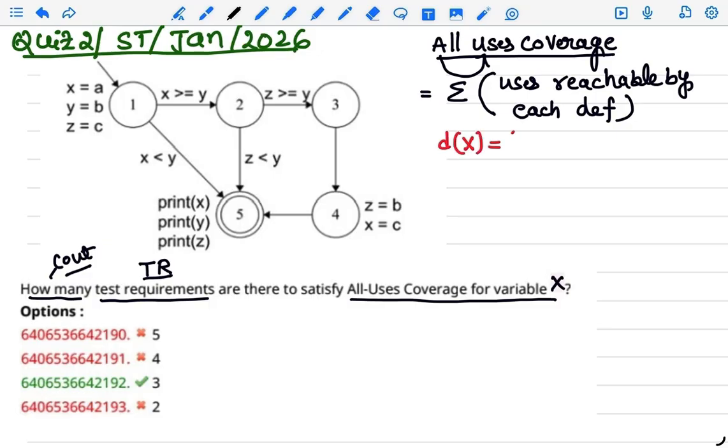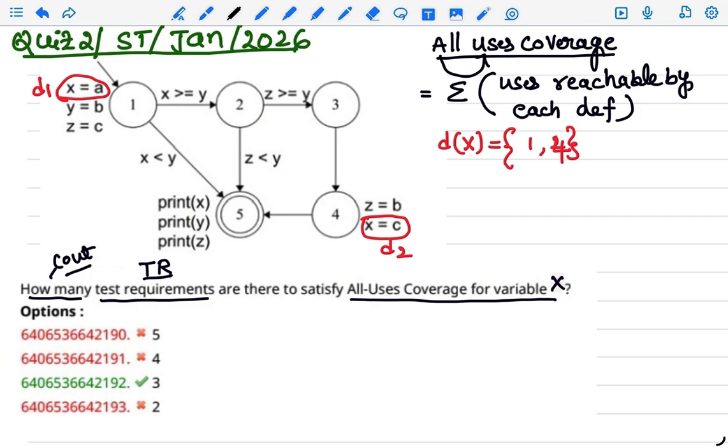So variable x is defined at node 1, right? That is x equals a. This is definition 1. And x is defined at node 4, that is definition 2. So the definitions are at nodes 1 and 4. These are the nodes.